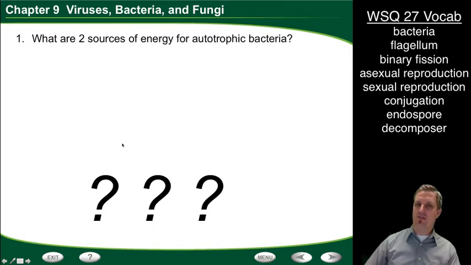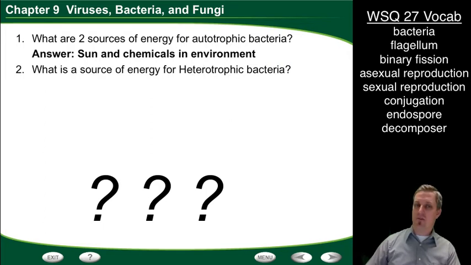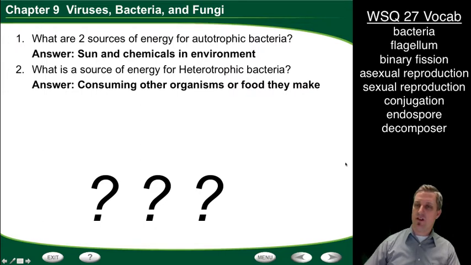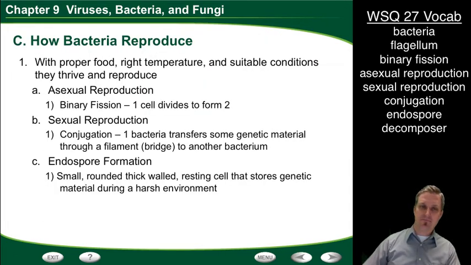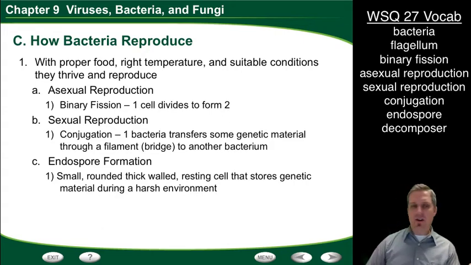So what are the two sources of energy for autotrophic bacteria? Well, it can be either sunlight or chemicals in the environment. And what is a source of energy for a heterotrophic bacteria? Well, that would be consuming other organisms or food that they make. How does bacteria reproduce? Well, this is important. Bacteria can reproduce in three ways.